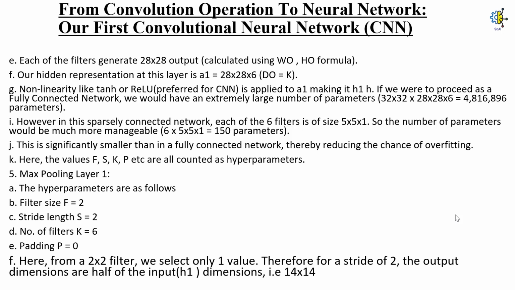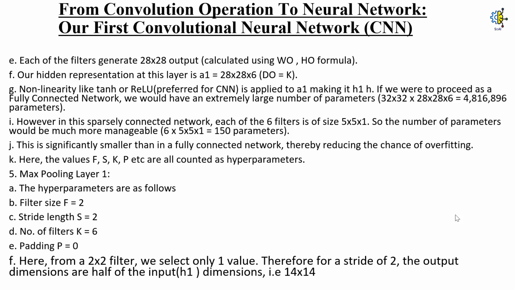However, in this sparsely connected network, each of the 6 filters is of size 5 cross 5 cross 1, so the number of parameters would be much more manageable, that is 150 parameters. This is significantly smaller than in a fully connected network, therefore reducing the chance of overfitting. Here, the values f, s, k, and p, etc. are all counted as hyperparameters.